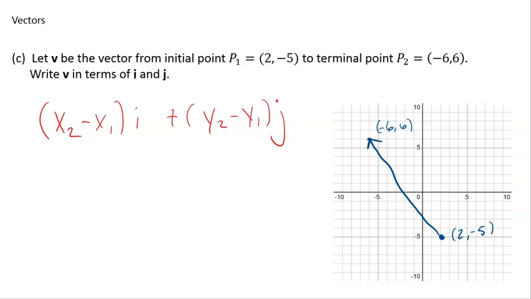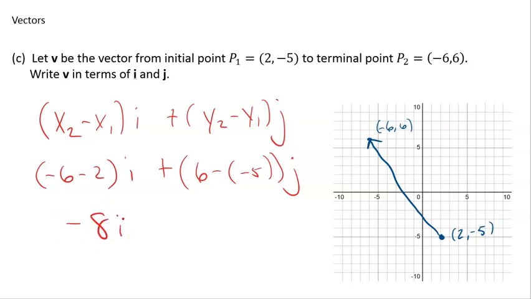So x2 minus x1. Does it matter the order I subtract? You bet it does. You have to do the terminal end first. Negative 6 minus 2 i plus, again, terminal end on the y's too, 6 minus a negative 5 j. What's my only concern? Signs, of course. So negative 6 minus 2 is negative 8 i. 6 minus a negative 5 is going to be plus 11, be careful, j.